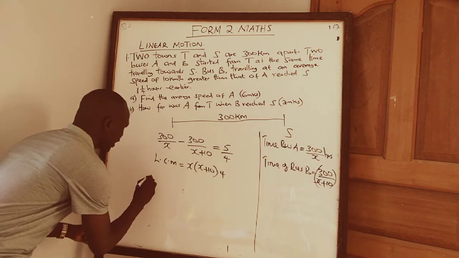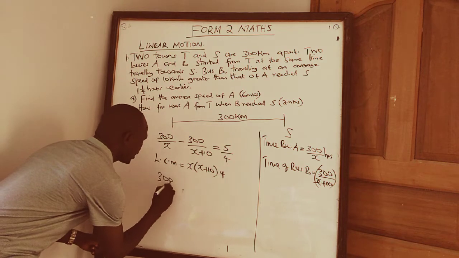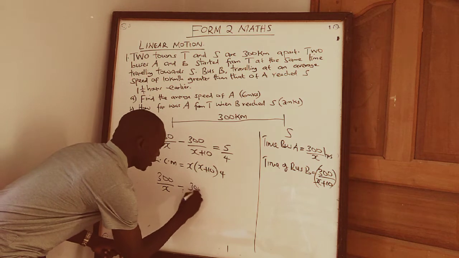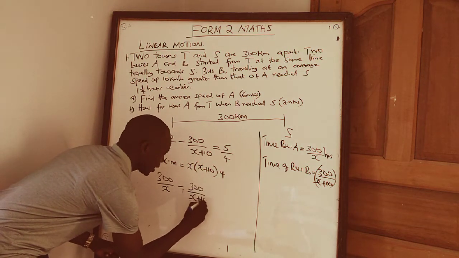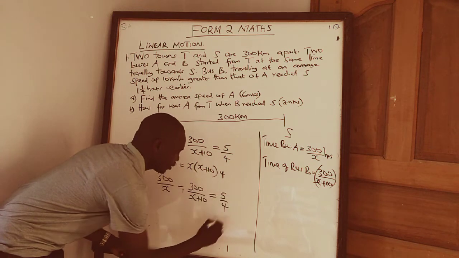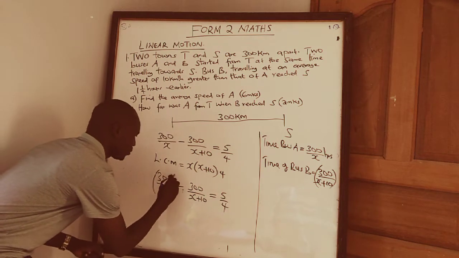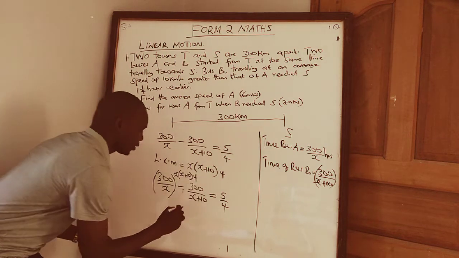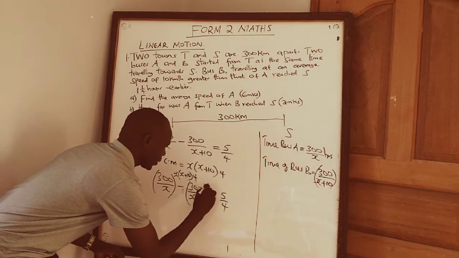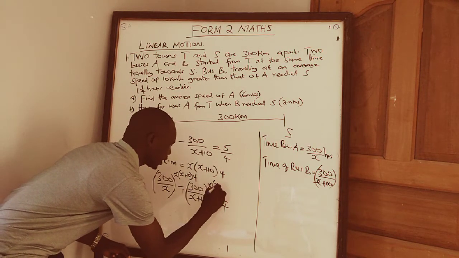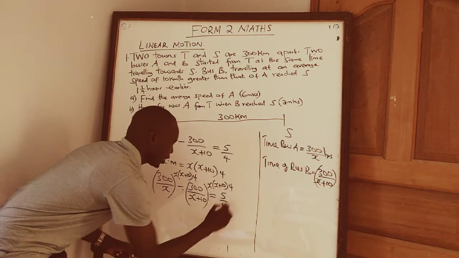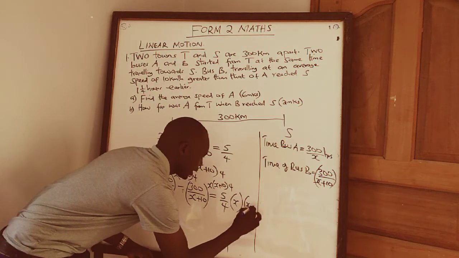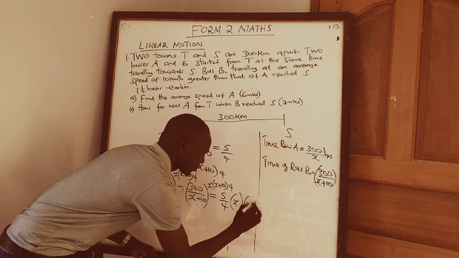Now, if I take that equation, which is 300 over x minus 300 over x plus 10 is equal to 5 over 4, I'm going to multiply each term by the LCM, which is x, then x plus 10, then 4. We take it here, we multiply by the LCM x, x plus 10 and 4. Again, we do the same here, we multiply by x, x plus 10, and 4.